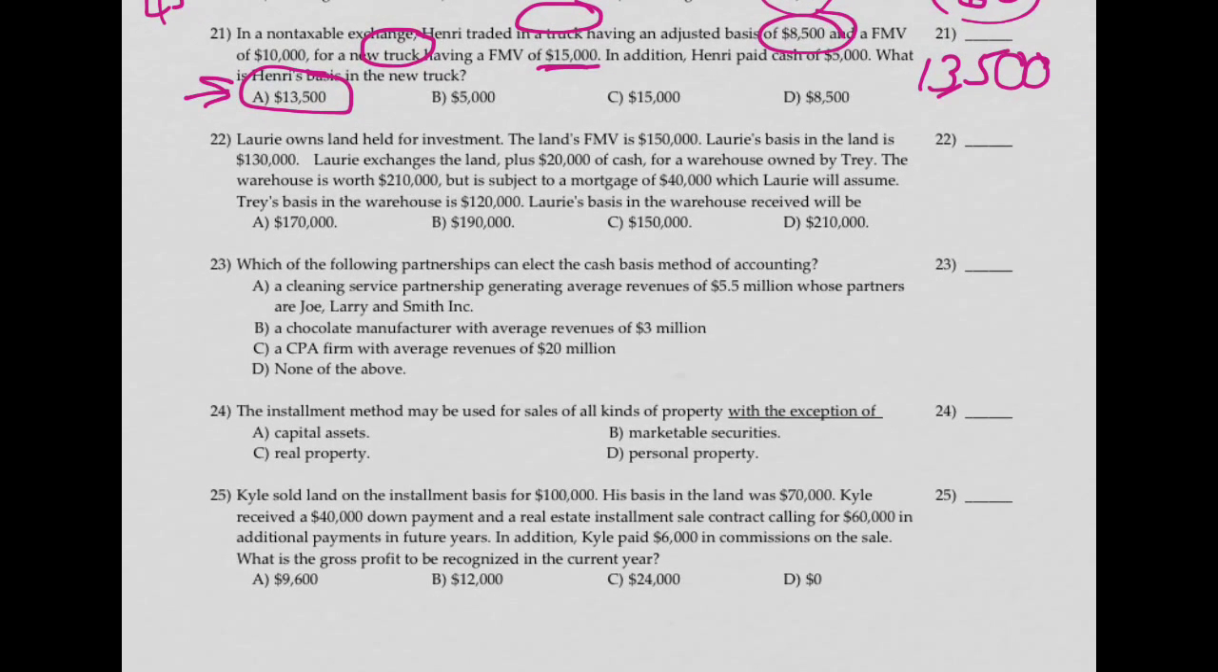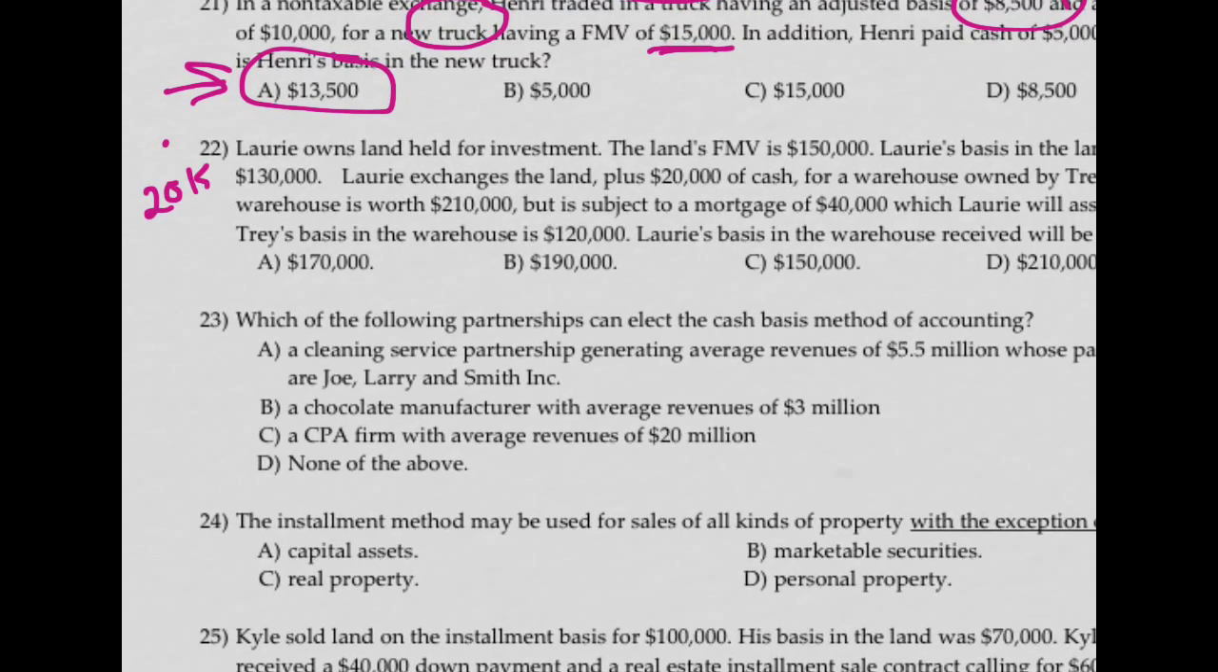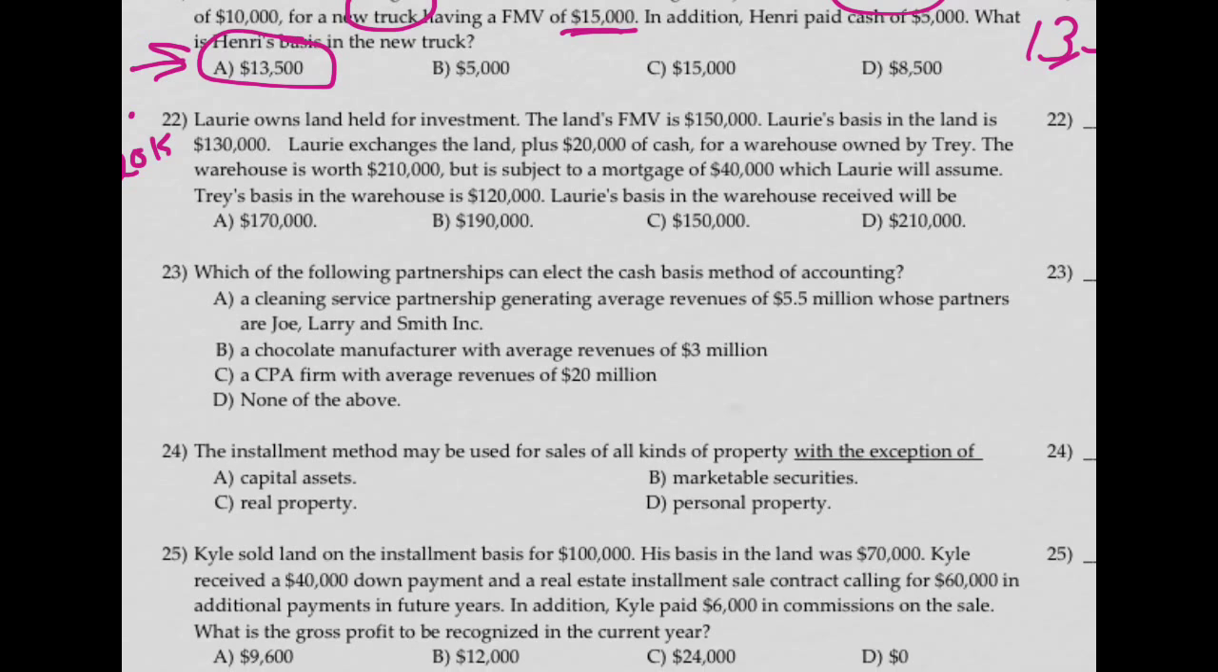Laurie owns land held for investment. Now we're on problem 22. The land is 150. Laurie's basis in the land is 130. There's a $20,000 gain locked in there. Laurie exchanges the land plus 20,000 of cash for a warehouse owned by Trey. Trey's warehouse is worth 210, but it has a mortgage of 40. Laurie's going to assume the mortgage. Trey's basis in the warehouse is 120.